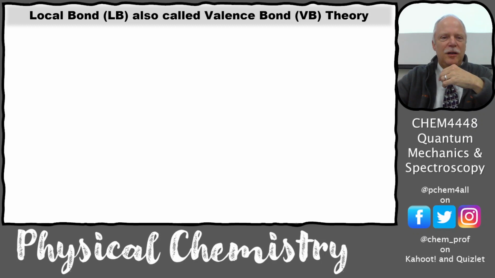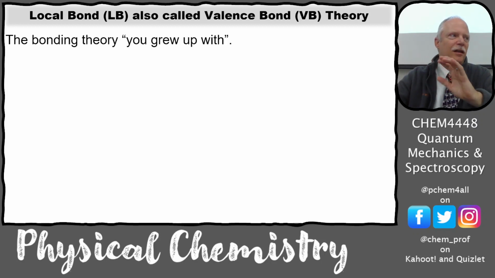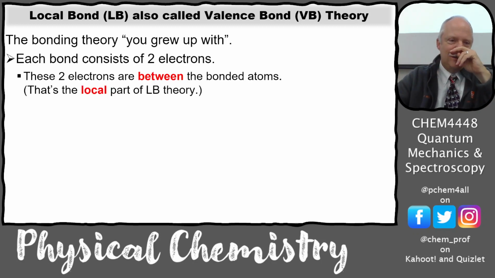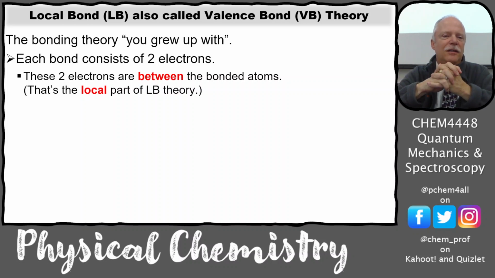So let's review a little bit about local bond or valence bond theory. This is the theory that you grew up with, if you want to say it that way, about Lewis-Dot formulas, and two electrons make a bond. So each bond consists of two electrons, and those two electrons are between the bonded atoms, which makes sense. The bonded atoms are positive, they have positive nuclei.